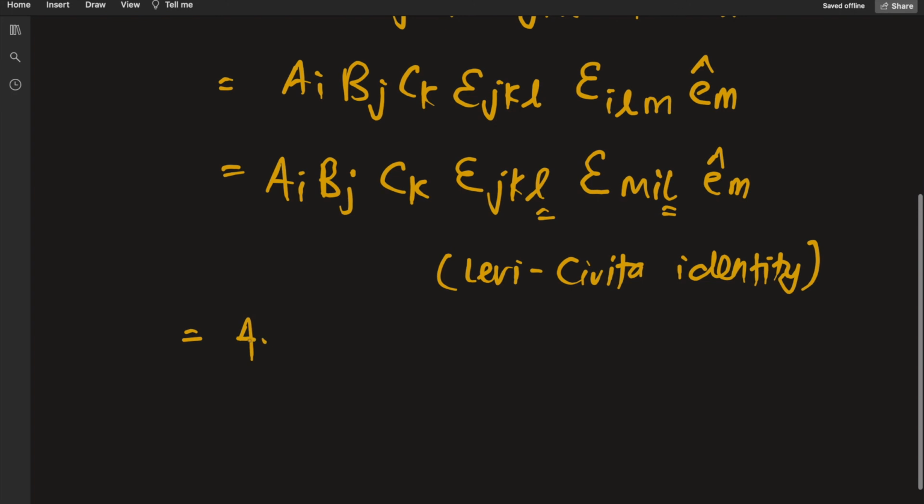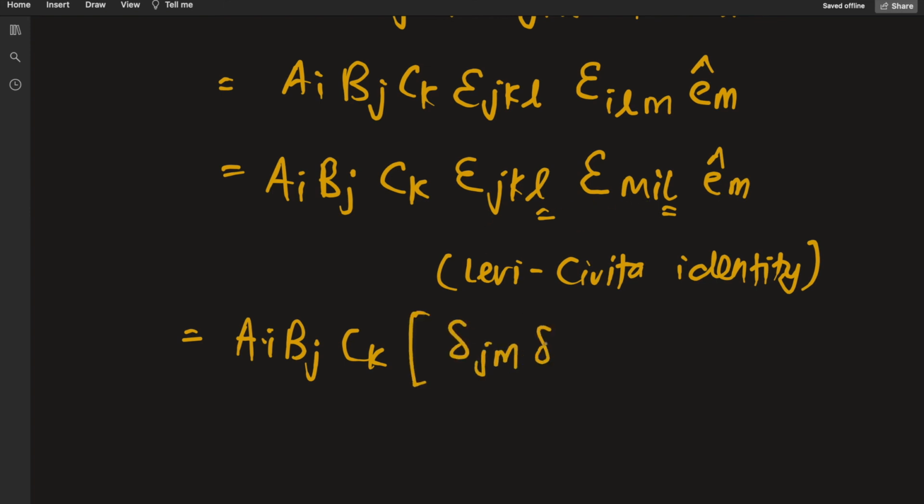You have A sub i, B sub j, C sub k. Now if you remember the Levi-Civita identity, take the first two, delta j m. Do the same with the second, delta k i, minus now first and second, delta j i, and again the same for the k case, delta k m, e sub m hat.